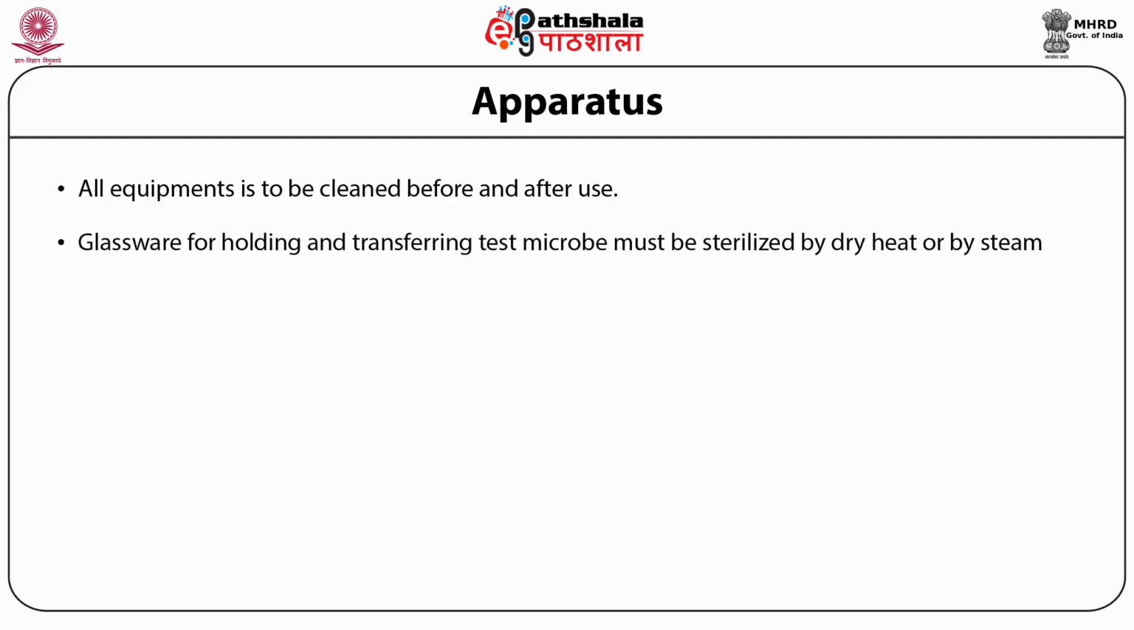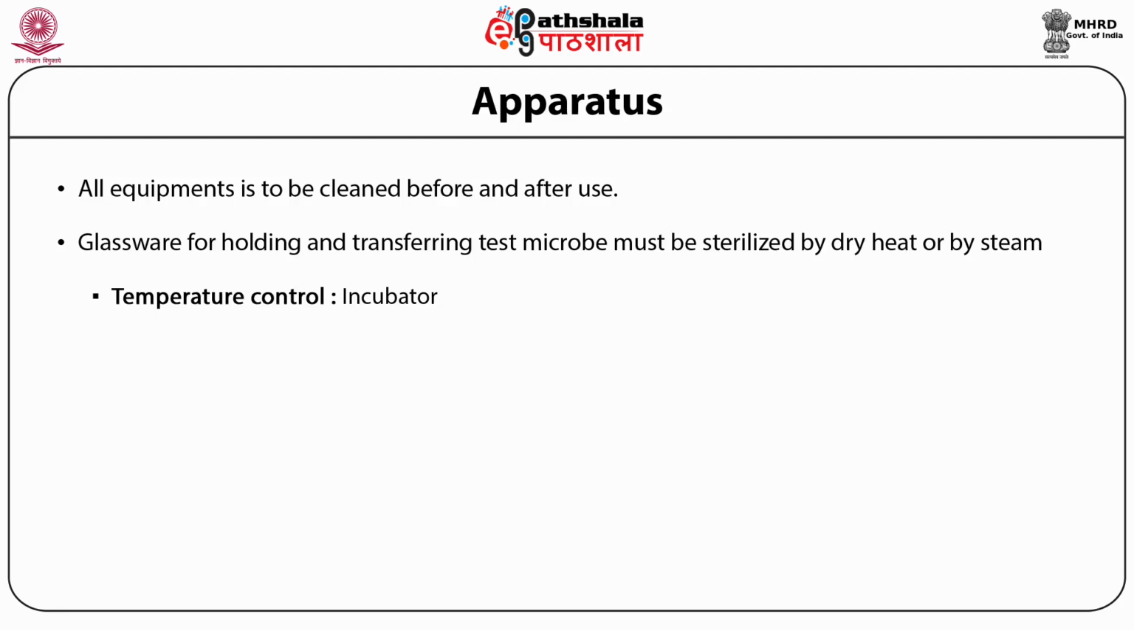Glassware for holding and transferring test microbes must be sterilized by dry heat or by steam so that we can carry out aseptic work. Different apparatus used for microbiological assay include the incubator. Incubators mainly have a temperature control system. In some incubators, you may also find humidity control systems, but for microbiological assay or for antibiotic assay, we use temperature control incubator systems.